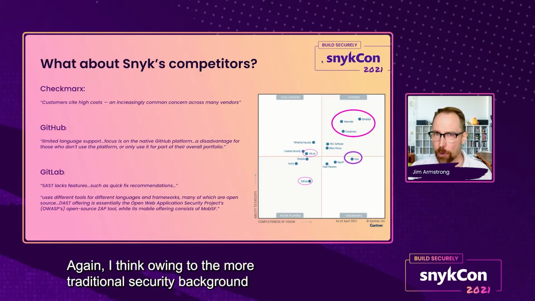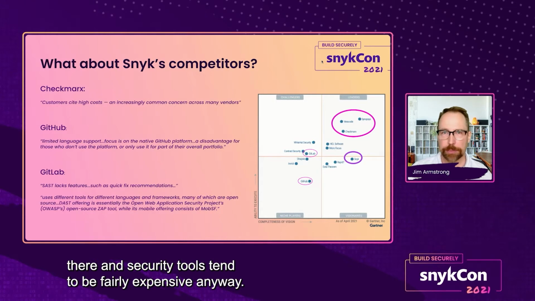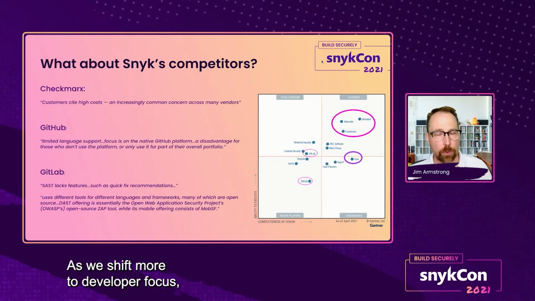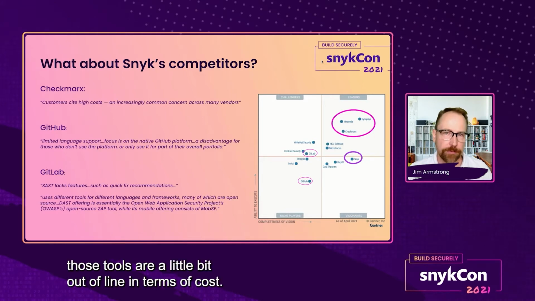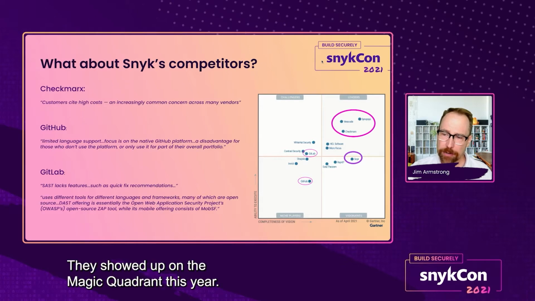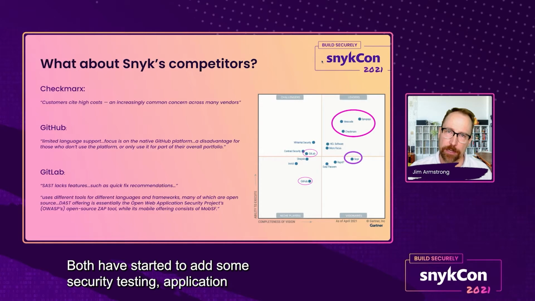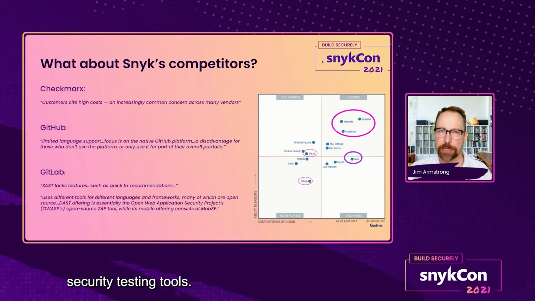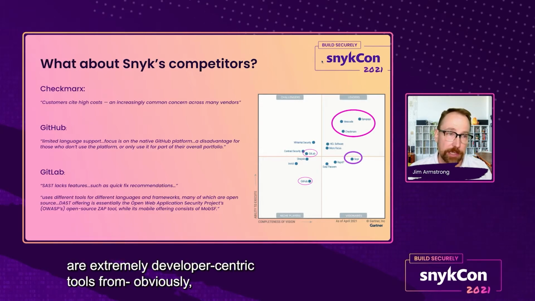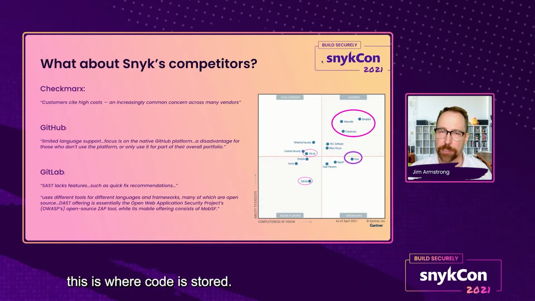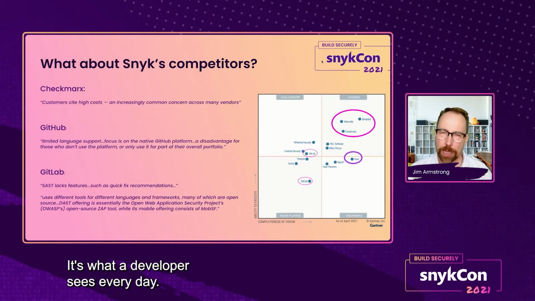Again, I think that owes to the more traditional security background there, and security tools tend to be fairly expensive anyway. As we shift more to developer focus, those tools are a little bit out of line in terms of cost. I wanted to call out GitHub and GitLab here. They showed up on the Magic Quadrant this year. Both have started to add some application security testing tools. It's very similar in that these are extremely developer-centric tools, obviously, this is where code is stored. It's what a developer sees every day.